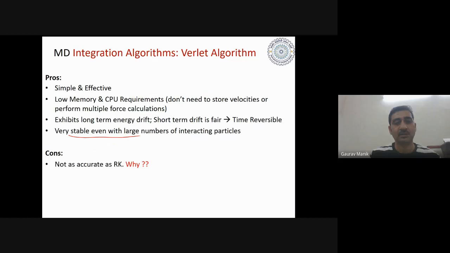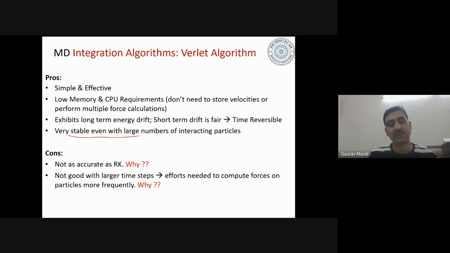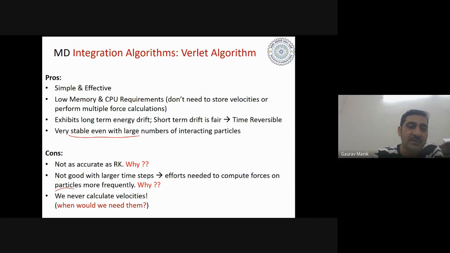Cons are that it is not as accurate as Runge-Kutta, primarily because Runge-Kutta uses more terms. It is not good with larger time steps, because efforts are needed to compute forces on particles more frequently, and we never calculate the velocities in this case. So if you need the velocities calculation, this may not go down nicely, because velocities may be needed, for instance, in calculating the diffusion coefficients of particles and stuff like that.